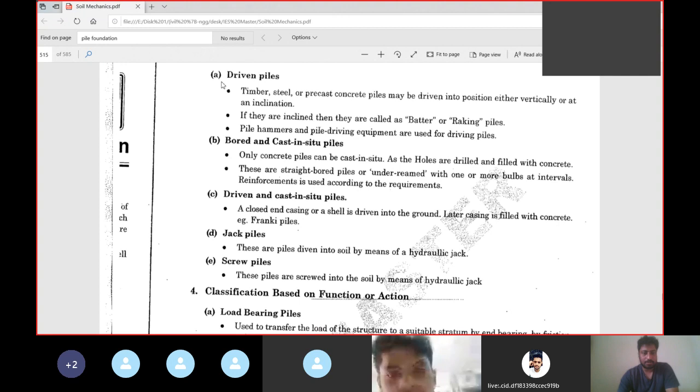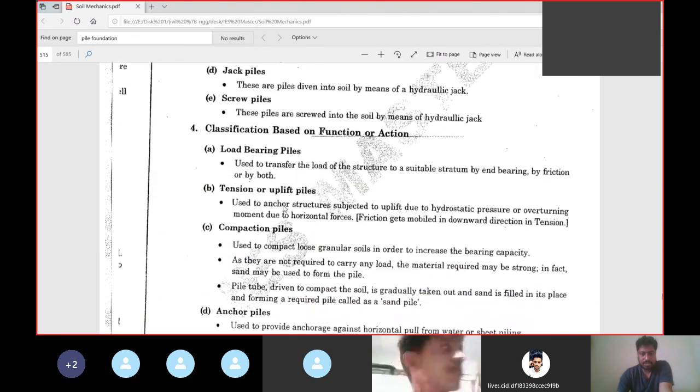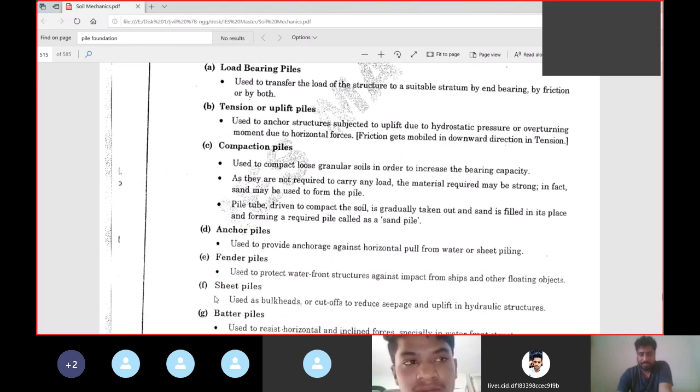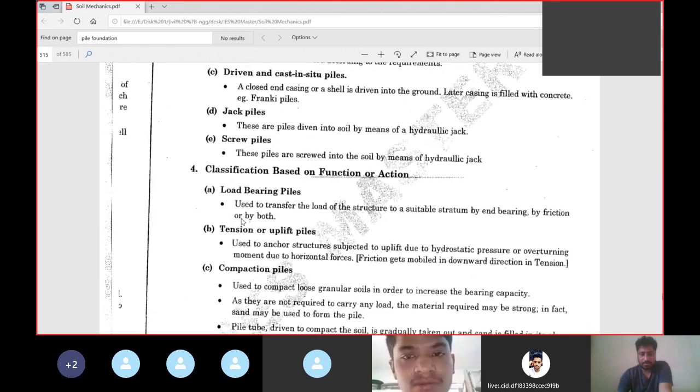See, the top three are very important. The top three are very important, and they are asked in several exams. Now, classification based on function or action. Based on function and action, we will be classifying piles like load bearing piles, tension or uplift piles, compaction piles, anchor piles, fender piles, sheet piles, batter piles, right? So we are having these types of pile.